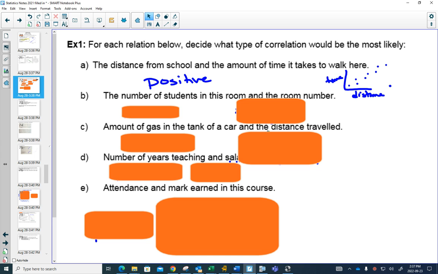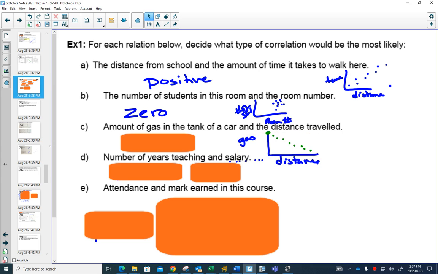All right, let's see how we did. Oh, I should have paused the video. This one would be 0. The room number has no relationship. Amount of gas in the tank and the distance a car traveled. So gas would be dependent on distance. The farther you go, your gas should go down. Wouldn't that be nice? Oh, I went far, I have more gas in my tank. So that would be negative.